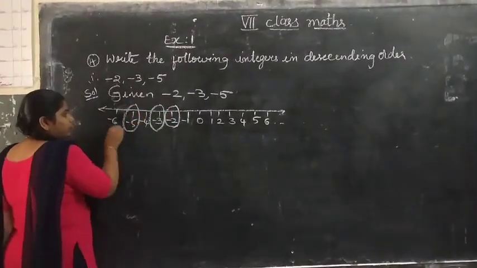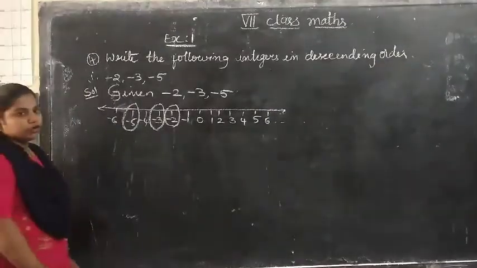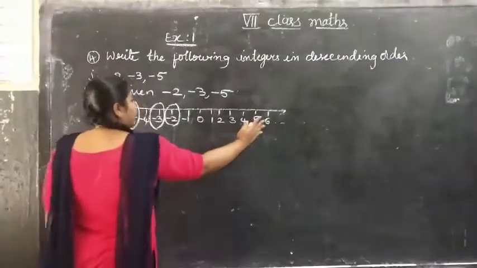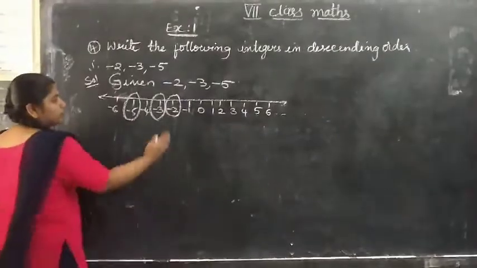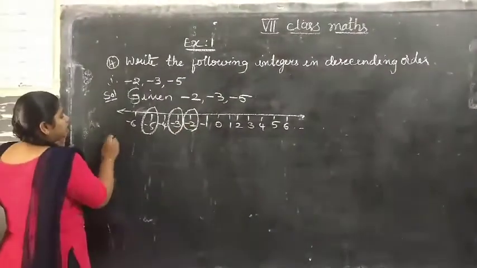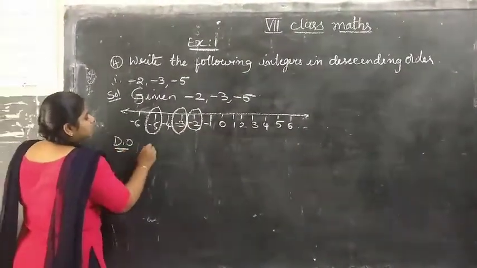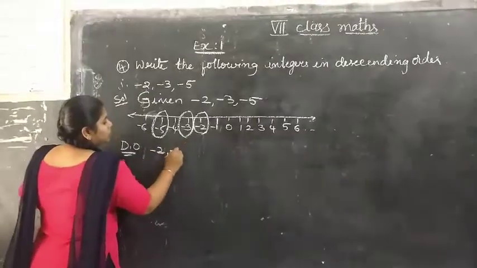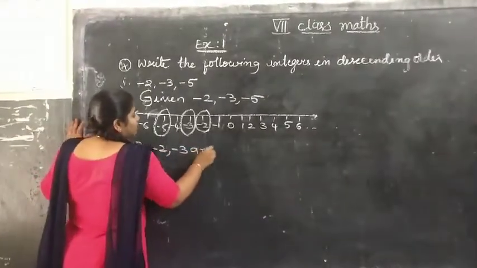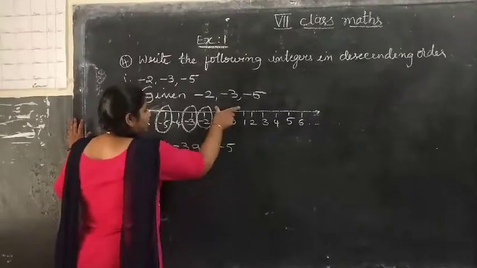So how do we have to arrange? We have to arrange in descending order. Descending order means we have to take from the right side onwards. What is the right side number here? That is -2. So first number will be -2, next number will be -3 and the last, smallest integer in the given set is -5.